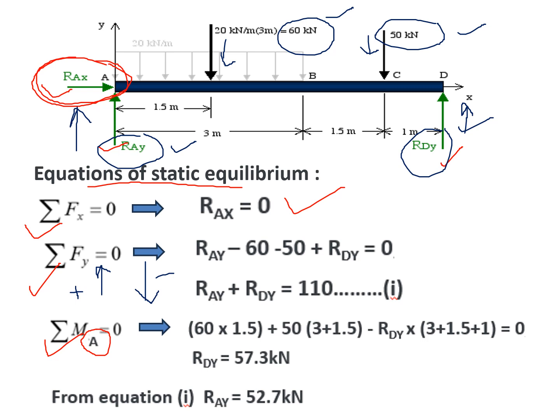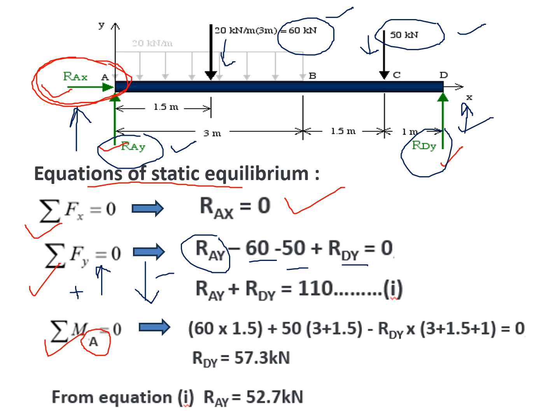So RAY is upward, so that is plus RAY. This 60 is downward, so that is minus 60. The 50 again is downward, so that is minus 50. And RDY is upward, so that is plus RDY. So this is the equation. The net vertical force is 0, that is RAY minus 60 minus 50 plus RDY is equal to 0.